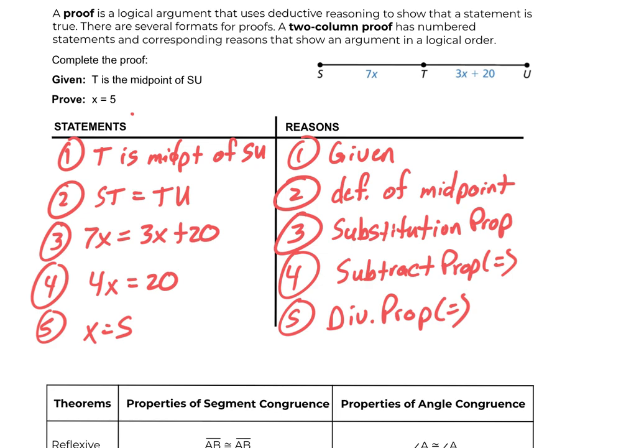Okay? Each statement has to have a reasoning. Okay? You can't have a statement without a reasoning right next to it. And that's why I always label both of them 1 and 1, 2 and 2, 3 and 3. So this is my statement, this is my reason. Okay? And so on. If I have 5 statements, I better have 5 reasons over there.